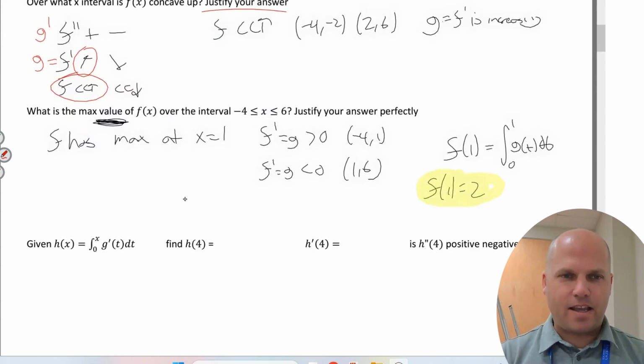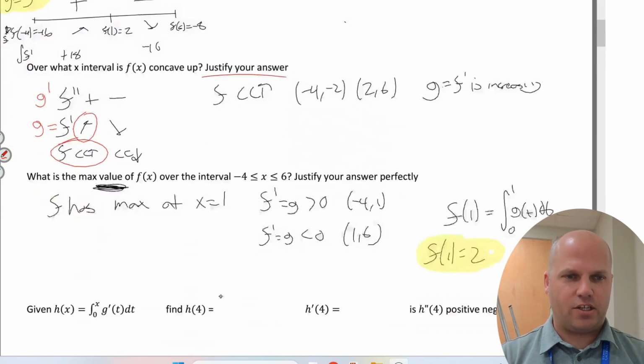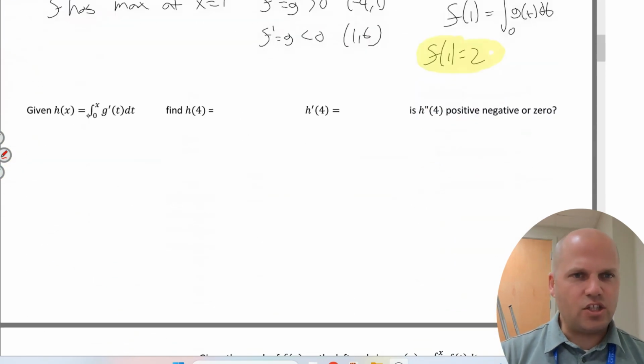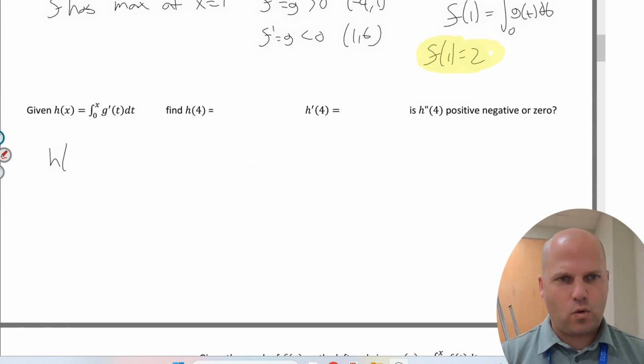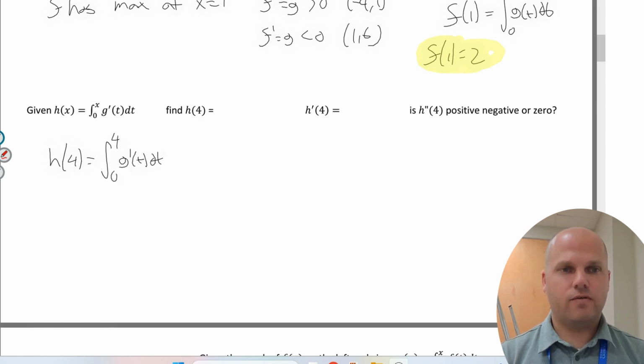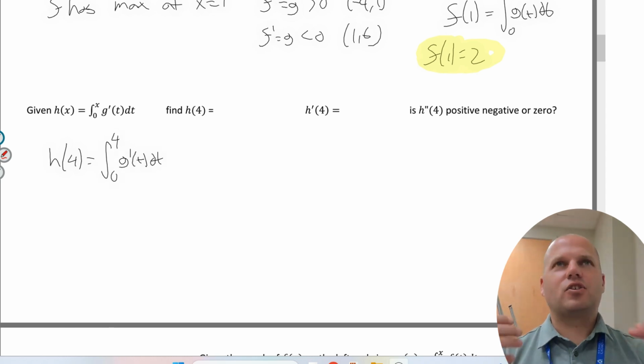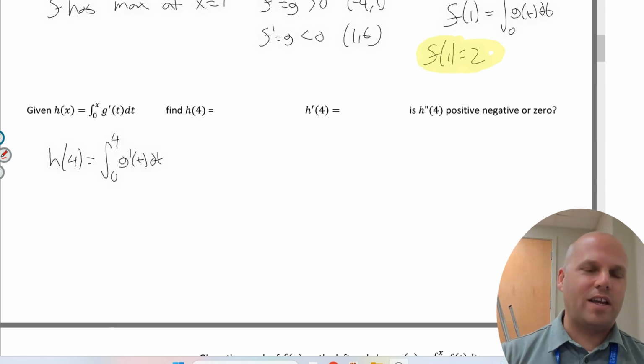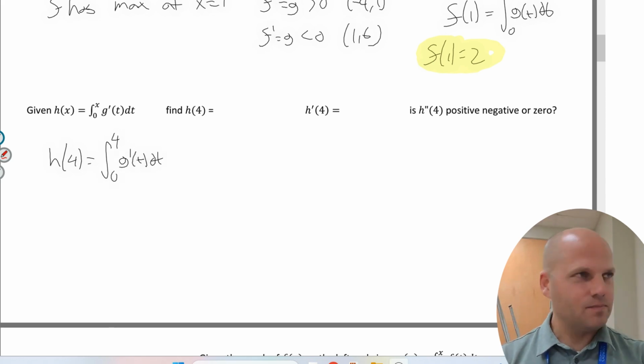All right, now I get a little curveball thrown at you. H is the accumulation of the derivative of G. What is H of 4? H of 4 would be the accumulation from 0 to 4 of G's derivative. Now, there are two ways to do this. One way is easier, one way is harder. Let's do the easier way.